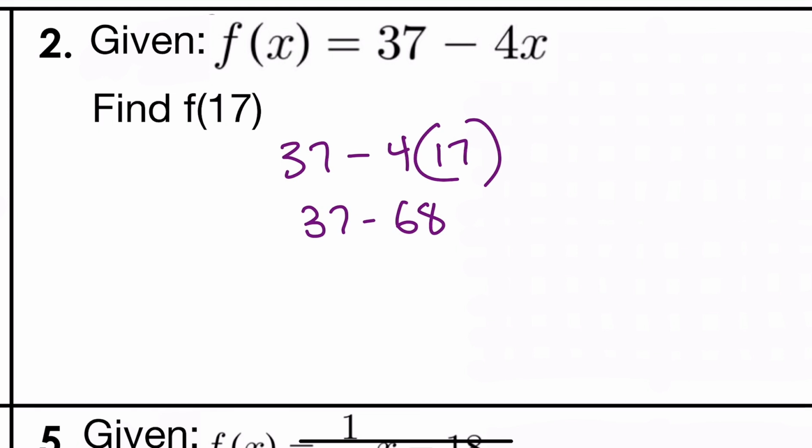Then I have 37 minus 68. I'm going to use my calculator. 37 minus 68 is negative 31. That's my answer. Okay, number 2.